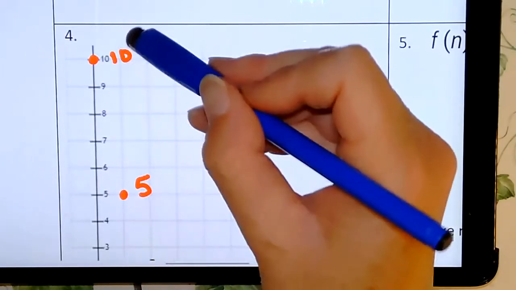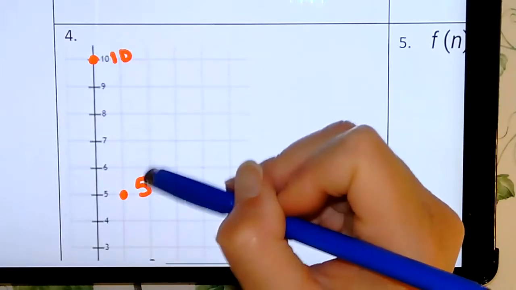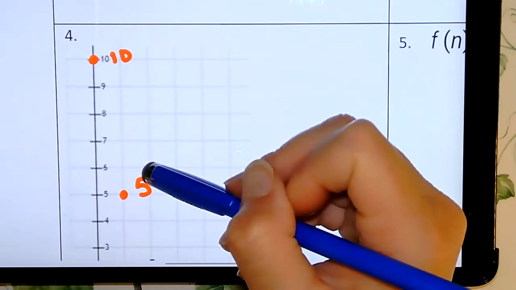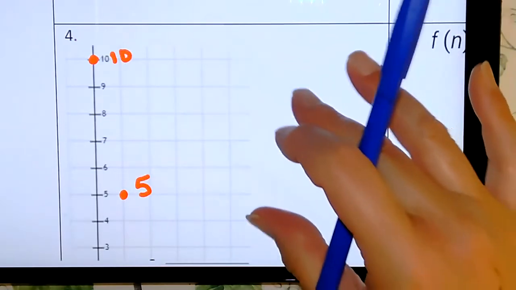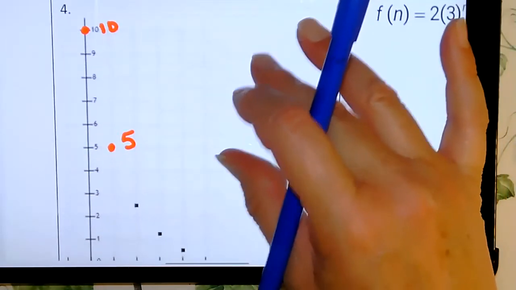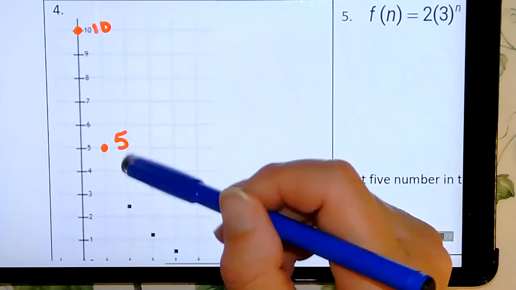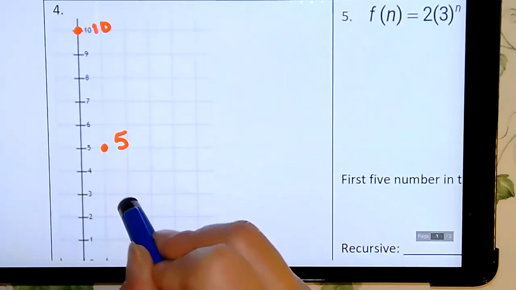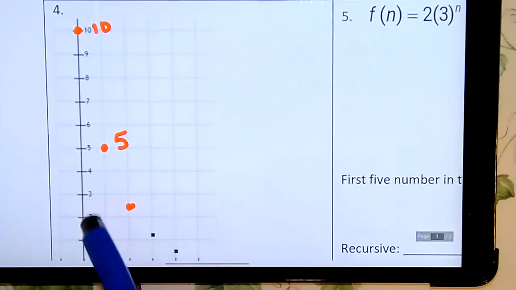So right now I'm either subtracting 5 or dividing by 2, one or the other. When I get to my next one, I see I'm not subtracting 5 because I'm not down at 0. It looks to me like I am at 2.5.